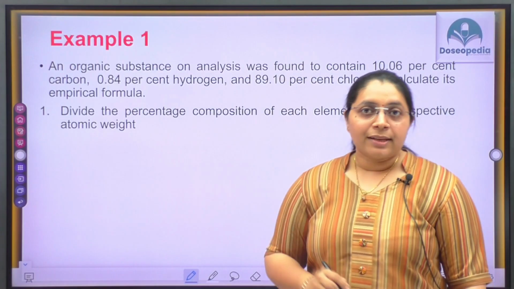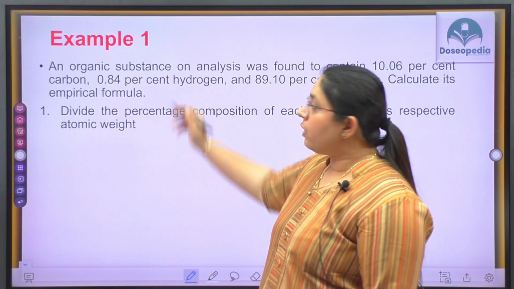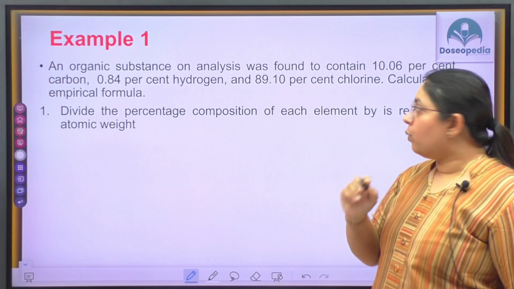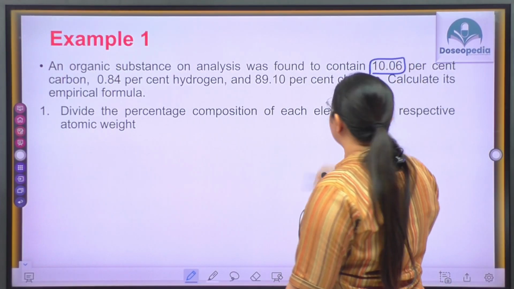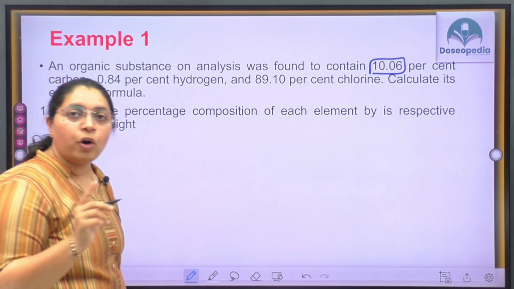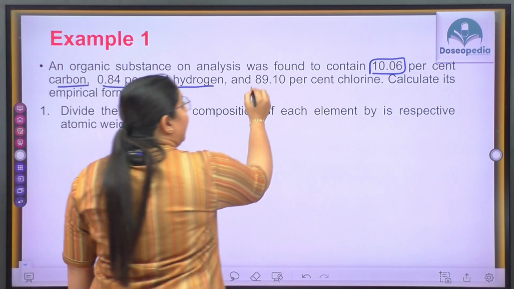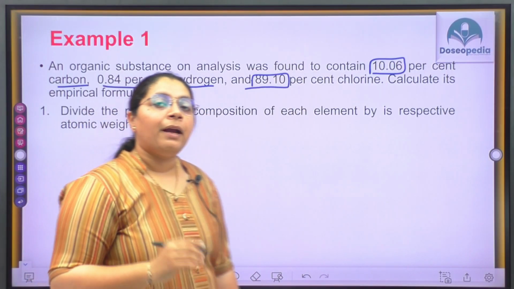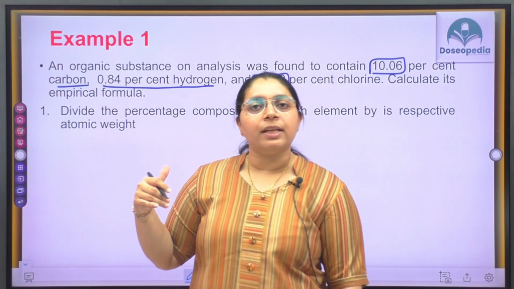So this is the example for the calculation of the empirical formula. We have here an organic substance. On analysis, it was found that it contains 10.06% carbon, 0.84% hydrogen and 89.10% chlorine. Now, how can we calculate the empirical formula for this particular organic substance?